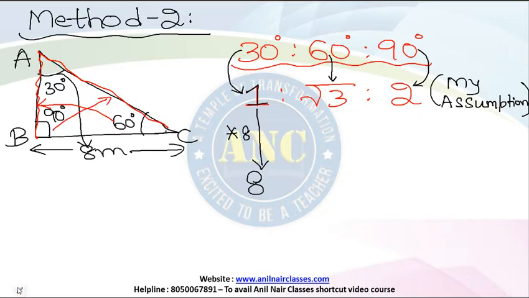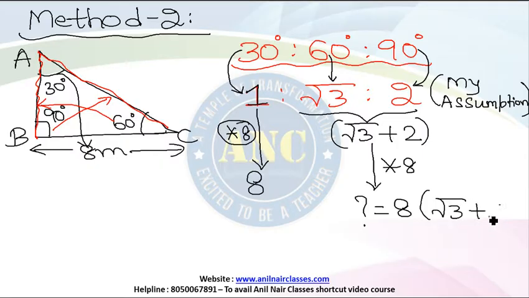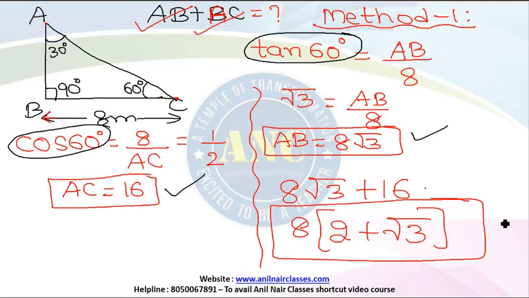That means the height of the tree, I should combine these two values. So the sum of these two values is root 3 plus 2 according to my assumption. But according to the question, how much are they asking? If you are multiplying this value by 8, this also gets multiplied by 8, so the answer is 8 into root 3 plus 2, which is exactly what you got in your previous method.